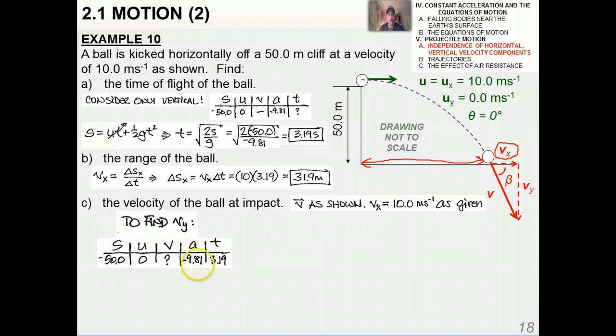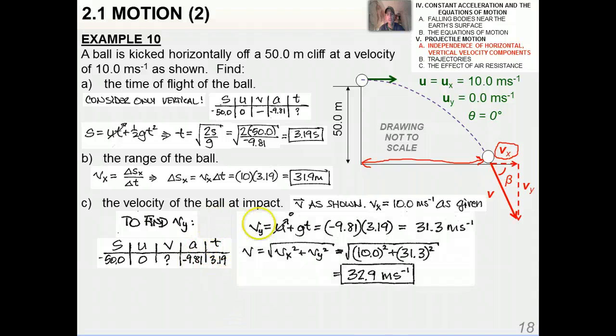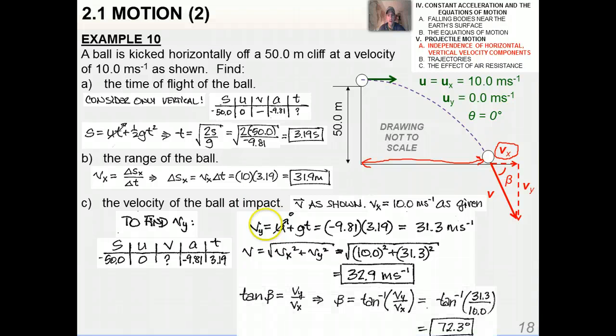Now, to find v sub y, I go back and make another SUVAT table, and this time I have the time from part A, which is 3.19. Again, you can probably solve it a couple of different ways. I get 32.9 meters per second for v when I use the Pythagorean theorem and the first kinematics equation here. And then I find that beta is 72.3 degrees. If you're not getting my reasoning, especially for part C, make sure that you pause the video and go back and rework it.